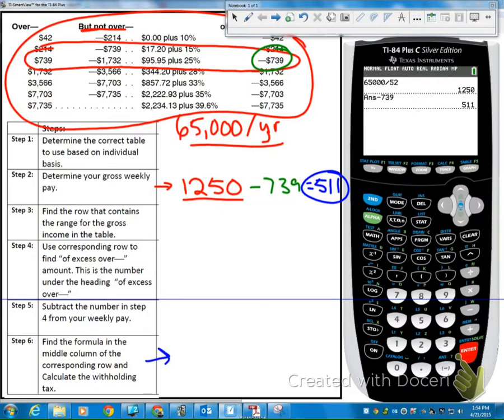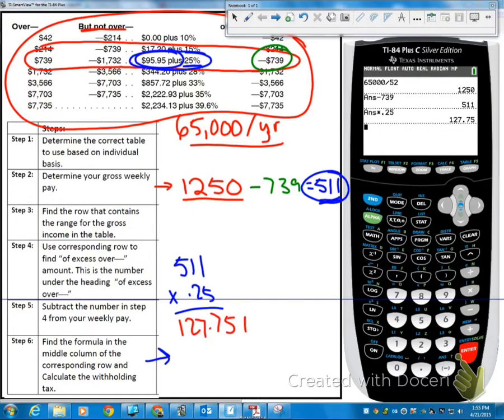Okay, so I have my 511, and that's what I'm going to be using here to figure out what my tax is. So it says in this row that I need to take 25% of the 511 and then add 95.95. So remember from our percentages, to find that percent, I can do 511 times my percentage as a decimal. 25% as a decimal is 0.25. So I'm going to come over to my calculator, multiply that times 0.25. So that's 127.75.